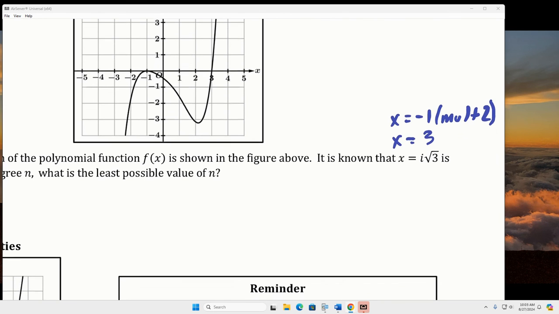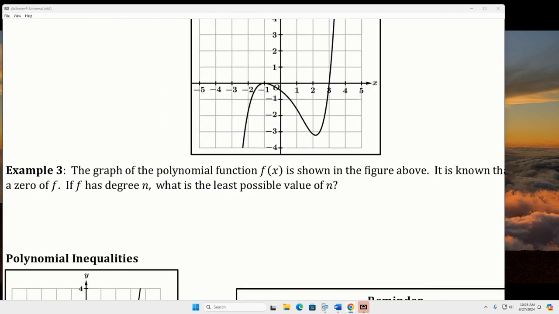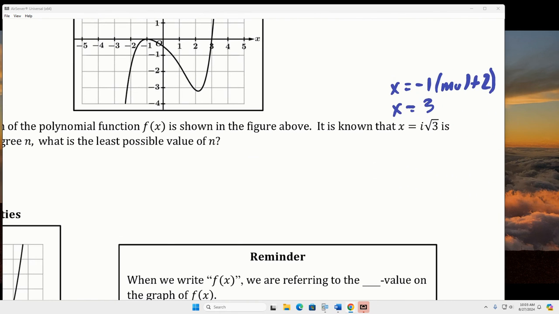All right, so it is also known that x equals square root of 3 i is a 0. So if x equals square root of 3 i is a 0, what else is a 0? Negative square root of 3 i is also a 0. Right, and so the question is, what is the least possible degree for this function if it has those zeros with those multiplicities? 5, yeah. So this one is counted twice, once, once. So the least possible n would be 5.